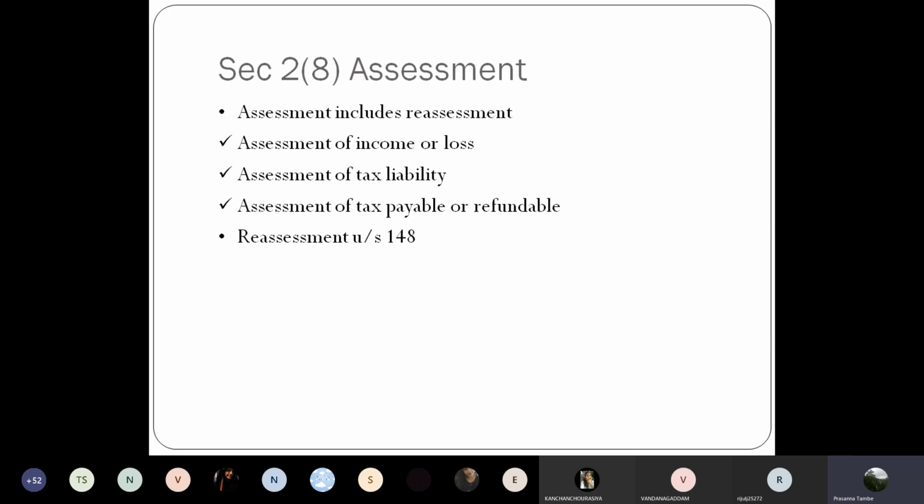It doesn't tell you what is assessment. It tells you that assessment includes reassessment. So then how will you understand assessment? Then you have to go by the natural meaning of the word assessment and the context in which it has been used. All of you have heard the word assessment, right? So what is your perception about the word assessment? What does it mean? Can someone share?